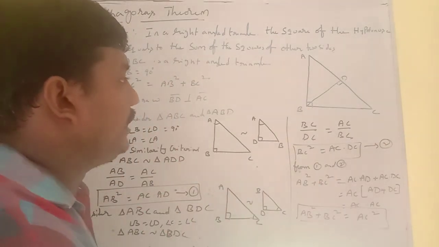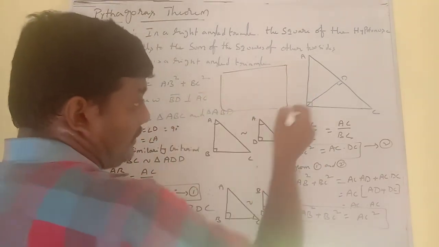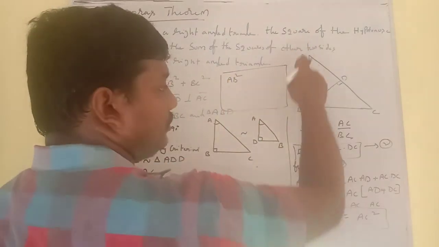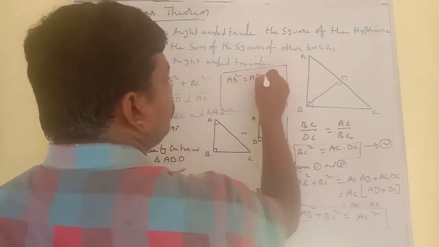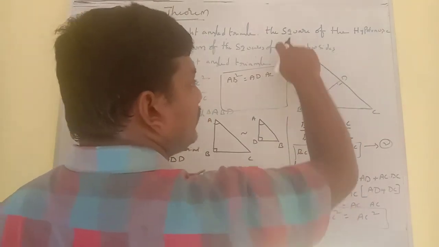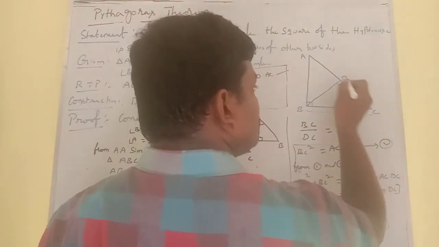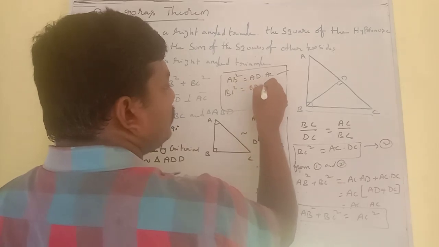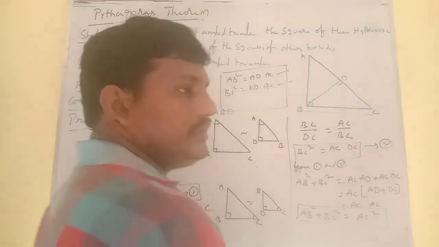For our better understanding I am telling this. See here, observe the diagram clearly: AB square is equal to AD into AC. Like that we get the first equation. BC square is equal to CD into AC. Like that we get the second equation.